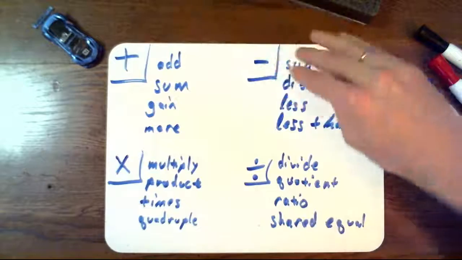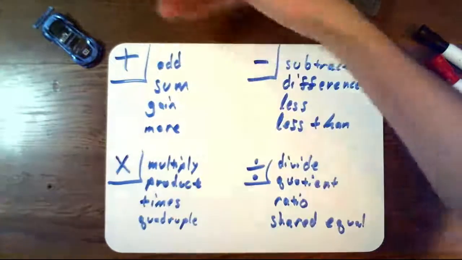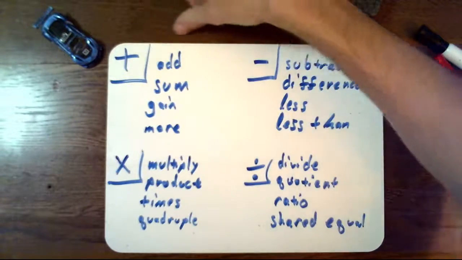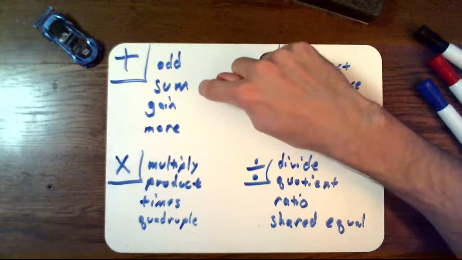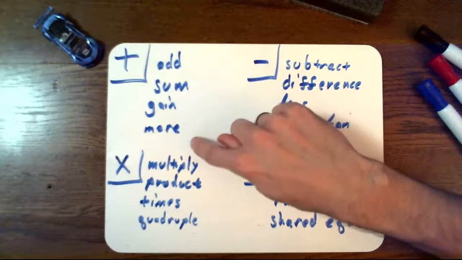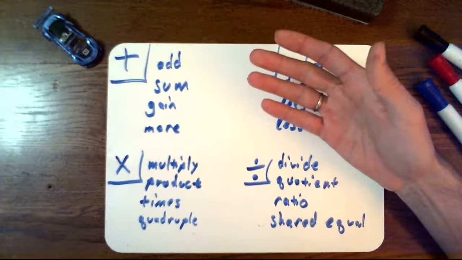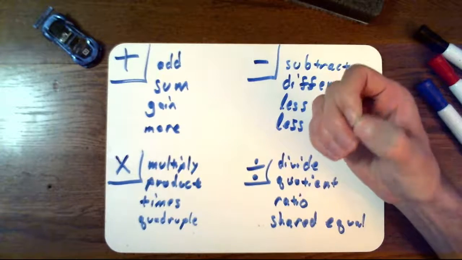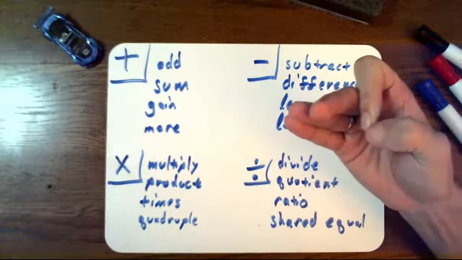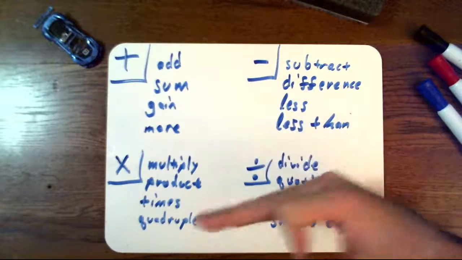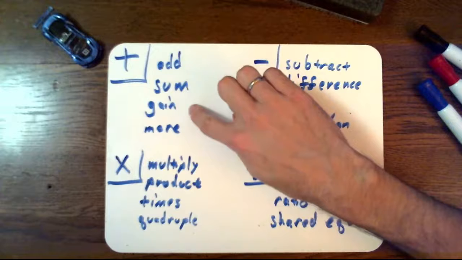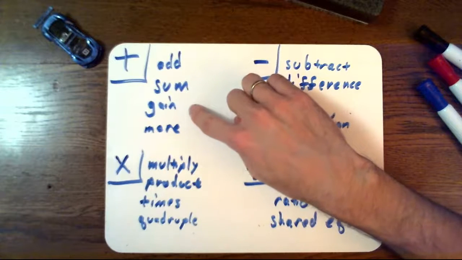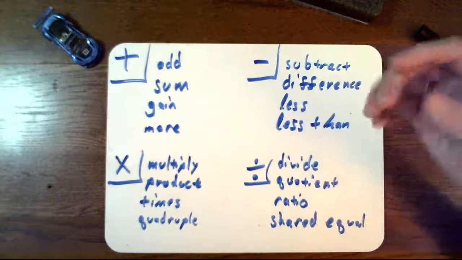Addition, I separated everything into its symbols. So, plus could also be referred to as add, sum, gain, more, increase, wording like that. So if I say I add 2, you know in your head, okay, plus 2. Or if I said I gained $50, you know that would be a plus $50.